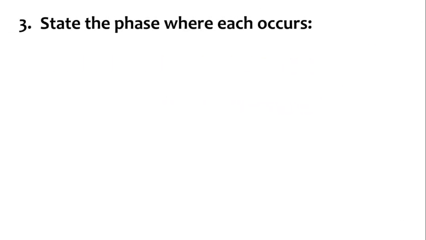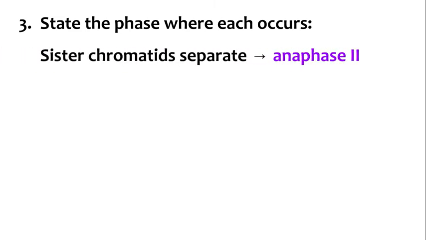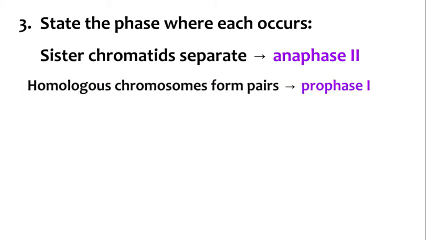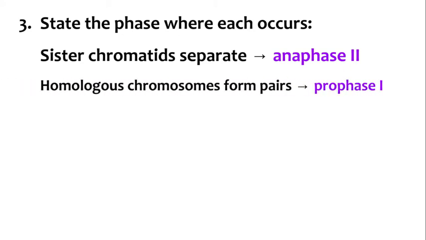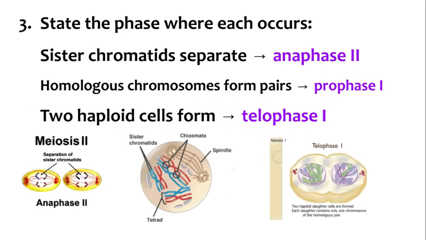Question 3, state the phase where each occurs. So sister chromatids are separated in anaphase 2. Homologous chromosomes form pairs in prophase 1. And 2 haploid cells form in telophase 1. Okay, so we really have to think about, again, meiosis 1, separating the homologs, meiosis 2, separating the sister chromatids.